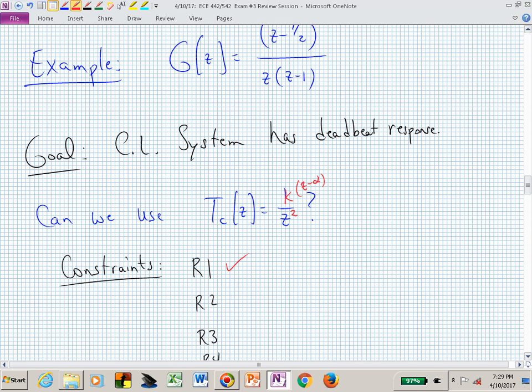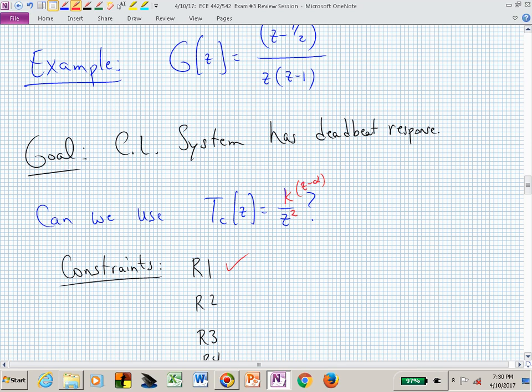So the question concerned requirement 3. Requirement 3 says we want to make sure that our 1 minus T sub C of Z has a 0 at the poles of our plant that are outside the unit circle. I should say on or outside the unit circle. We really don't want poles in our system to be canceled on the unit circle. So now we want to not cancel that pole at Z minus 1.